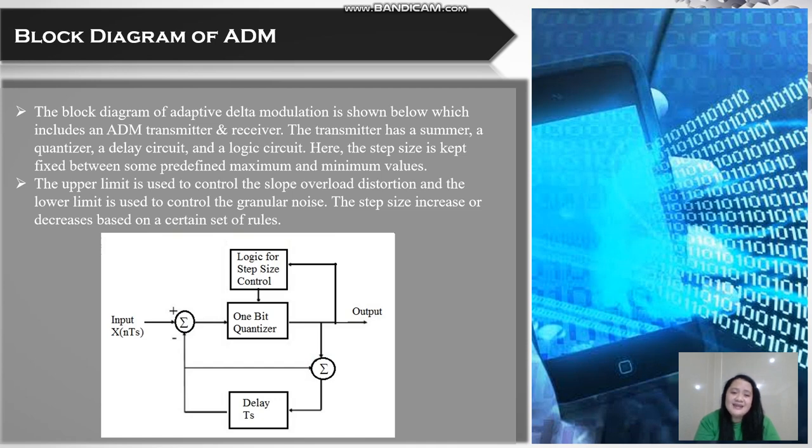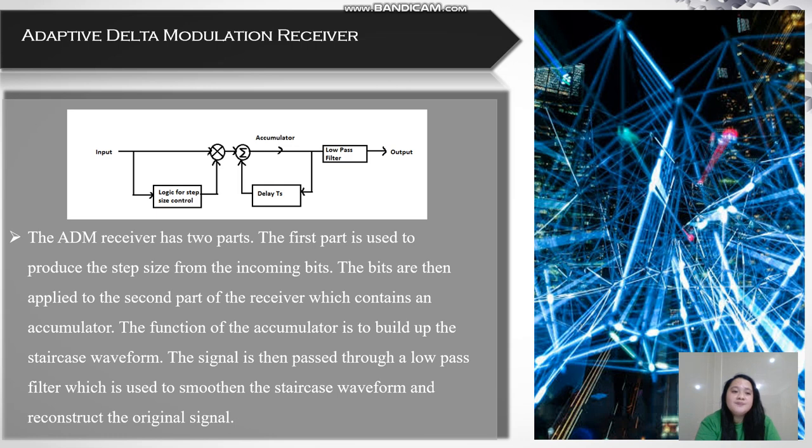You have the delay, the sigma. You can see the input and the output in here. The ADM receiver has two parts. The first part is used to produce the step size from the incoming bits. The bits are then applied to the second part of the receiver, which contains an accumulator. The function of the accumulator is to build up the staircase waveform.